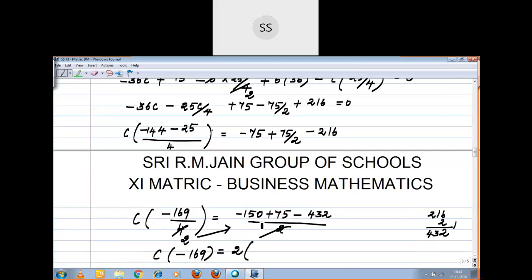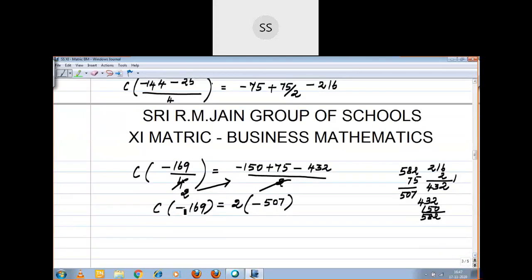Then C into minus 169 equal to, the 2 you have to take to this side, minus 150 minus 432. 432 and 150, you should add, you will get 582. 582 minus 75 is 705? Now you arrived at minus 507. Now see, minus cancels. 169 into 3, 169 threes are 507. Right? Got it, children? Now, what is the value of C?